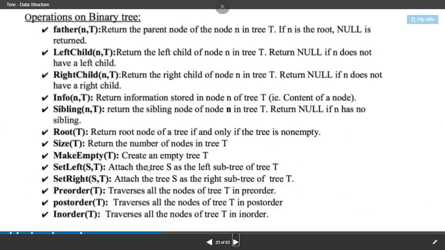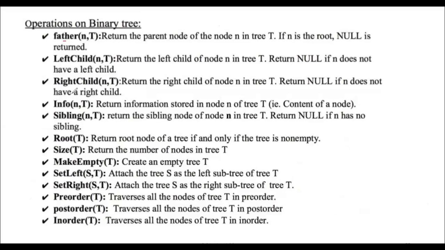So these are some operations that we do in the tree. You don't need to memorize any of these operations, just know the name, that for a given node we can find who is the father, who is the left child, who is the right child, the siblings of that child, whether any node has any sibling or not, what is the root of the tree, what is the size of the tree, that is the number of nodes you have, and make empty, that you can create an empty tree. Then we can set elements to the left tree, you can set elements to the right tree, you can use these 3 types of traversal: pre-order, post-order, and in-order.